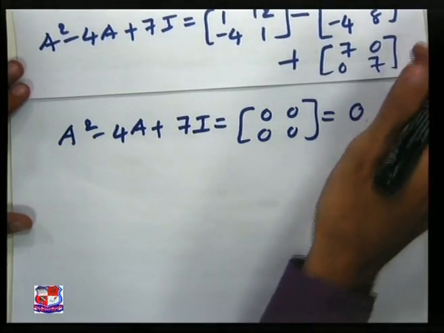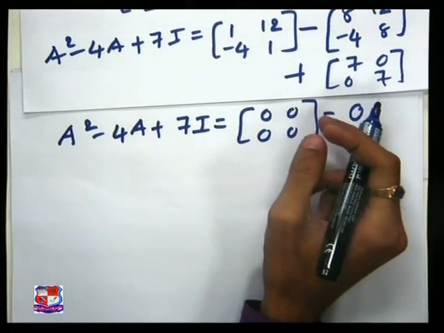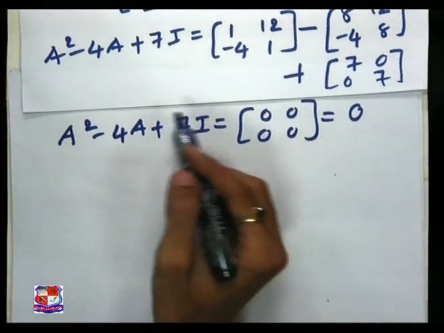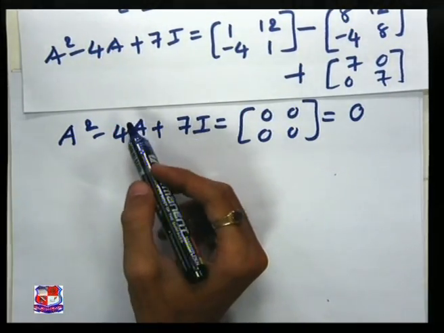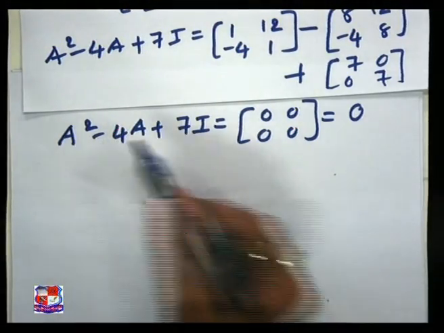So this is the answer of the first one. And the second question is, hence obtain the value of A inverse. So if we want to find the A inverse using this equation, then we need to multiply this equation with A inverse on both sides.